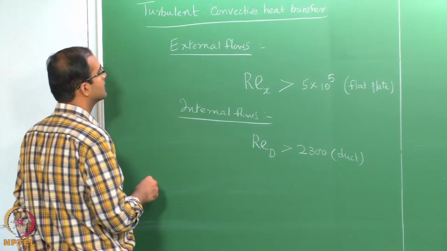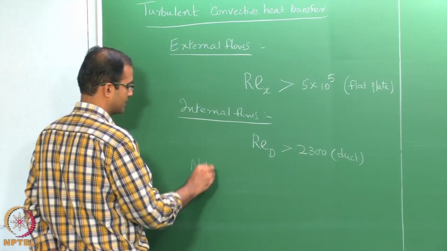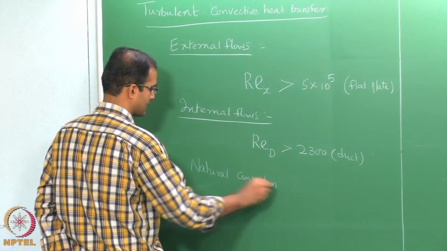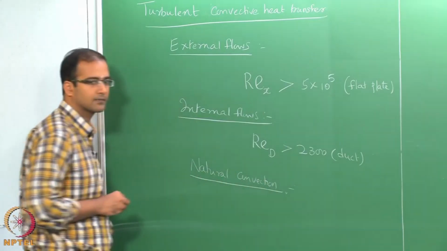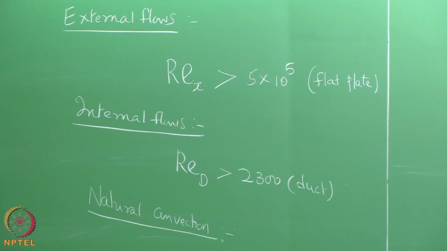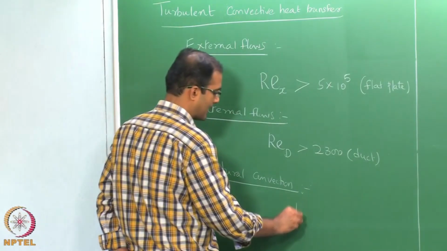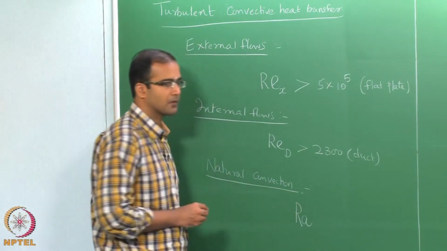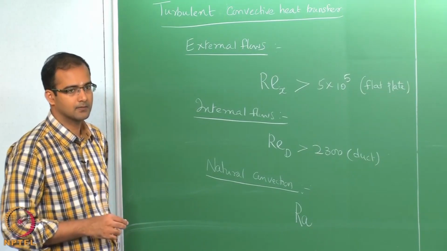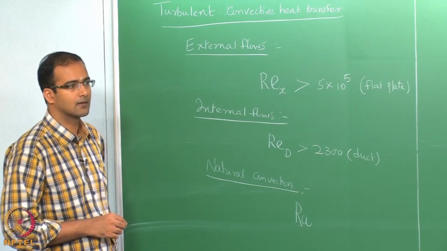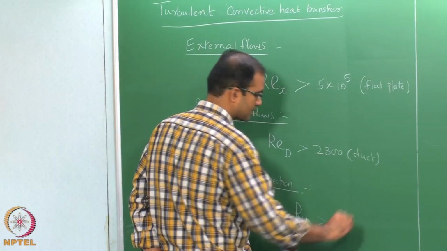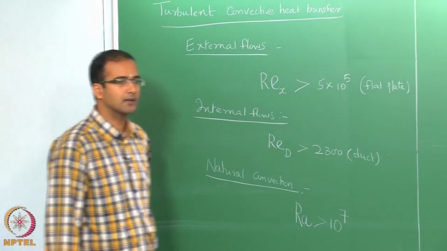And what about natural convection? In natural convection, how do we classify? What will be the parameter? We can either use the Grashof number or the Rayleigh number. Generally people use the Rayleigh number, which is the product of the Grashof and Prandtl numbers, and if you take the case of a flat plate or a cavity, an enclosure, typical values of Rayleigh number greater than 10 power 7 are classified as turbulent.